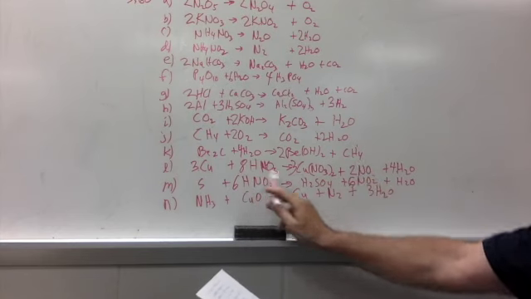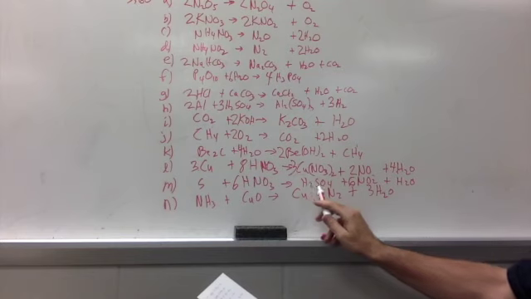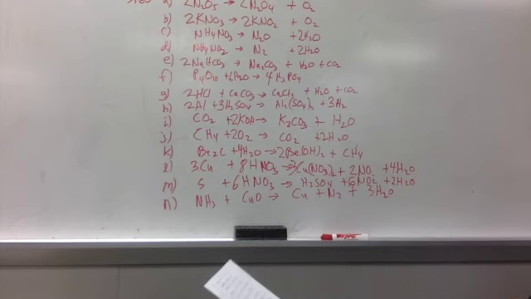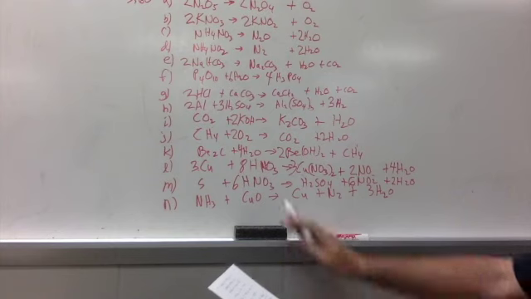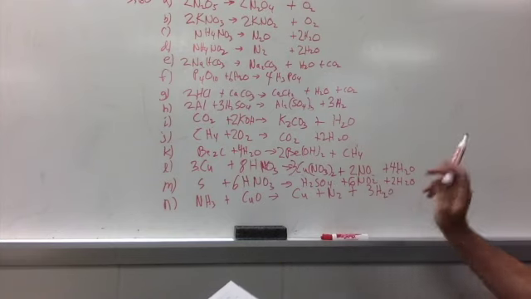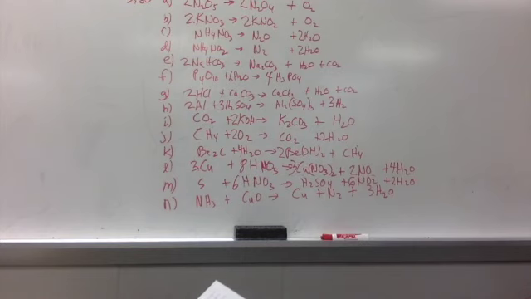Now we've got 1 S, 1 S, 6 H's, 2 plus 4 would be 6 H's. 6 nitrogens, 18 oxygens, 4 plus 12 plus 2 is 18 oxygens. So I took care of that.